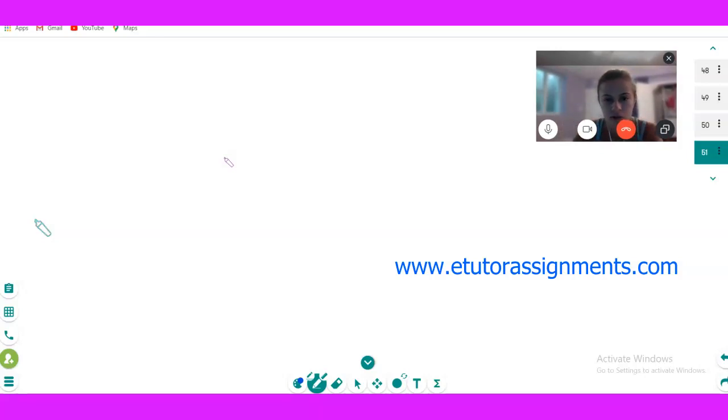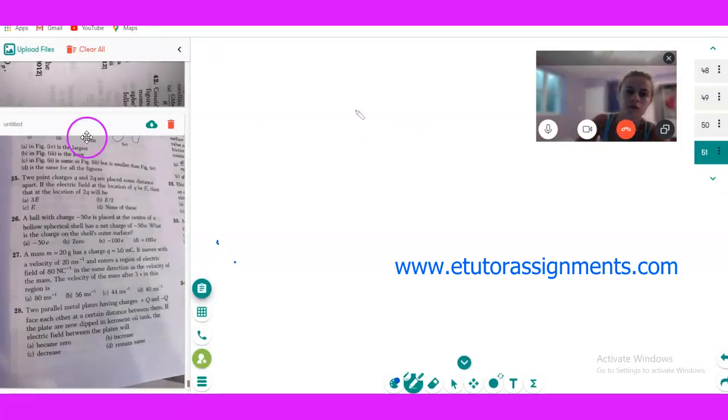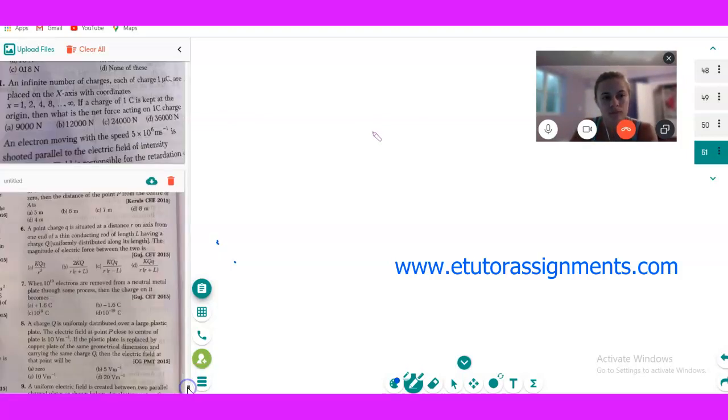An electric dipole is placed at an angle 30 degree with electric field of intensity 2 into 10 to the power 5 Newton per coulomb. Have you uploaded? It is not coming. It may take 1 minute. One second. Okay, you read the question. I am reading. So an electric dipole is placed at angle 30 degree with electric field. Just 1 second. Just let me upload.